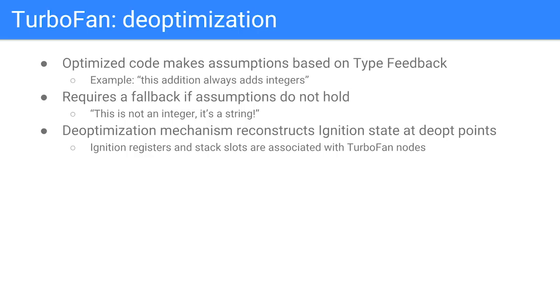If such an assumption does not hold, and optimized code contains a bunch of type checks to guard this, we require a fallback. For example, if code suddenly passes in a string and we have to add a string and an int, that obviously requires very different code from a plain integer addition. The way to handle that, or the way we handle it, is to de-optimize.